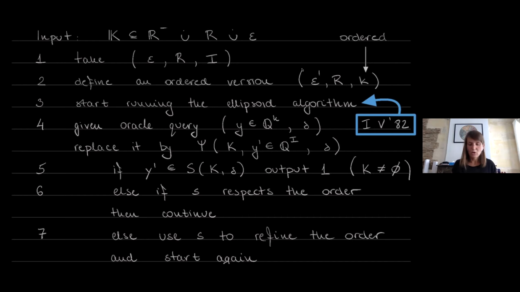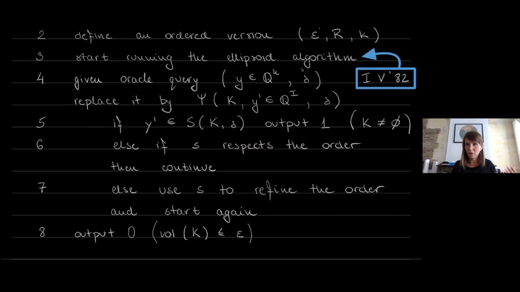Then at some point we are given some oracle query. So we are given a vector and some rational number, and the oracle query is supposed to be for a separation oracle for K. Once the algorithm makes this oracle query, we replace it by the FPC formula that we know exists. So the FPC formula takes our original SDP K, some modified y, and the same parameter delta, and we just ask this oracle query, and now we look at what the oracle answers.